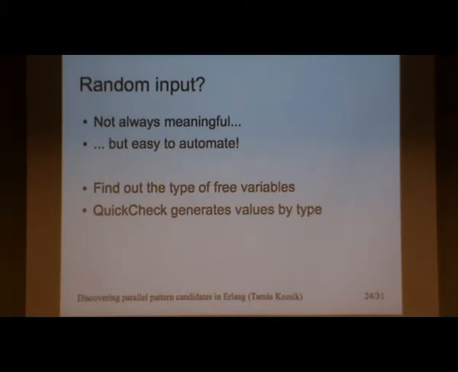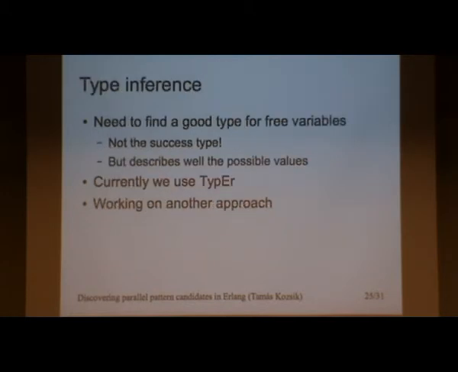So it's not always meaningful, but easy to automate. We can use QuickCheck to generate random values of certain types. That was for free. And since QuickCheck uses types, we need to type our expressions.